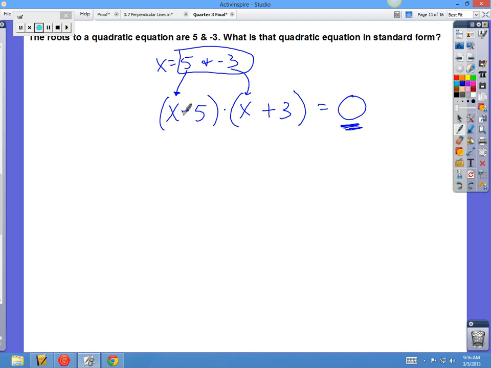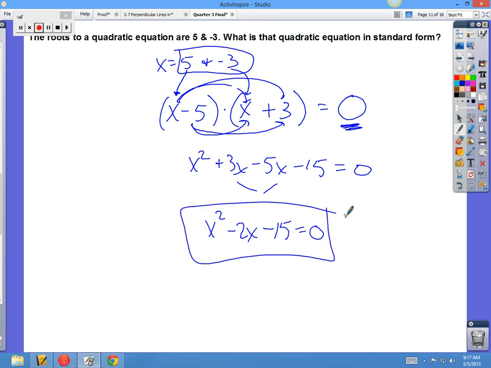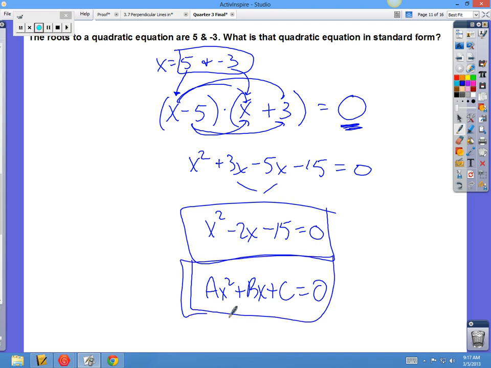Second move is just distributive property. X times x is x squared. X times 3 is going to be 3x. Negative 5 times x, negative 5x. Negative 5 times 3 is negative 15. Combine your like terms. X squared minus 2x minus 15. This is your answer in standard form. So standard form is just ax squared plus bx plus c, everything on the same side. So, not too bad.